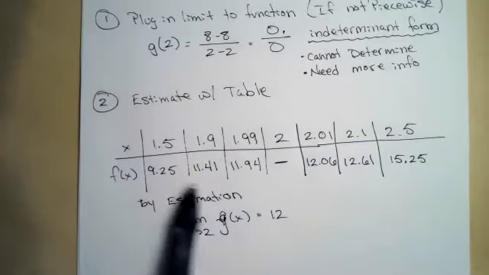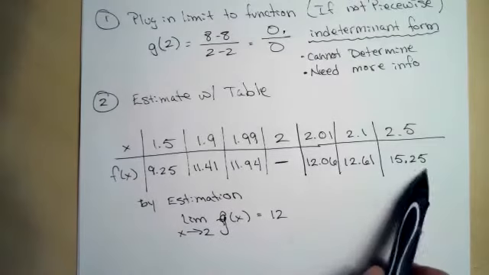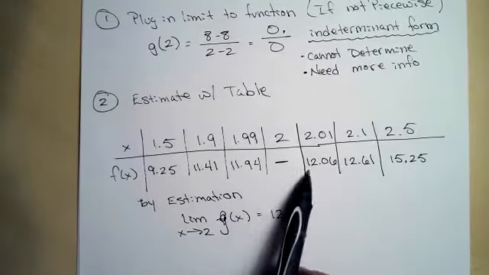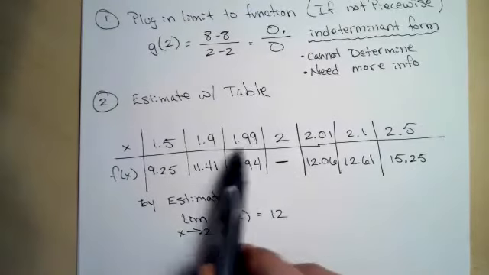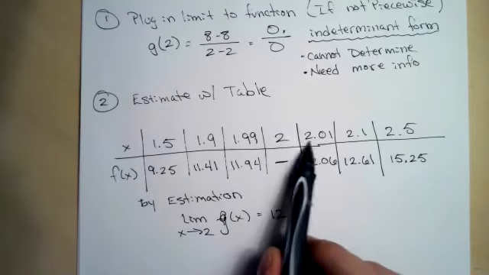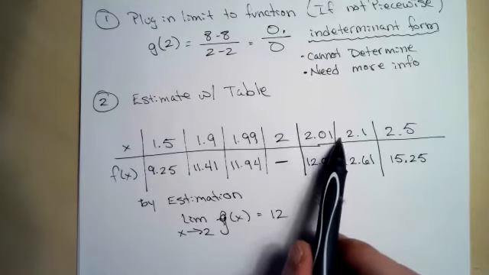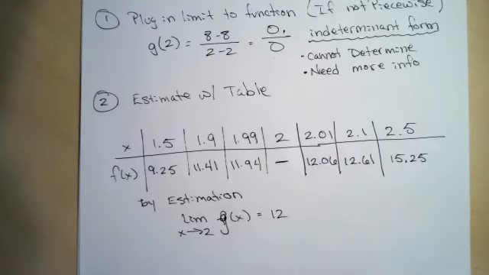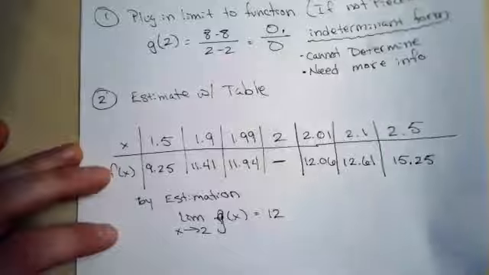Now, one of the key points was that the left side and the right side, both of these numbers are getting close to 12. And if we kept going, 1.999, 2.001, they would get even closer. There are certain cases where the limit actually does not exist. So let's draw a graph and see how this appears.